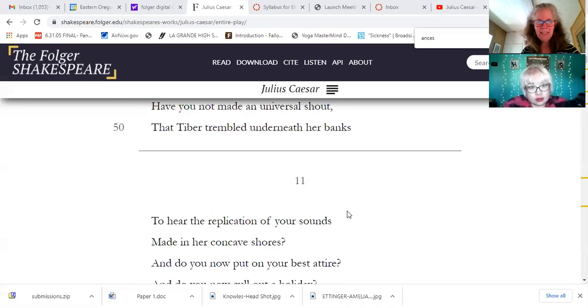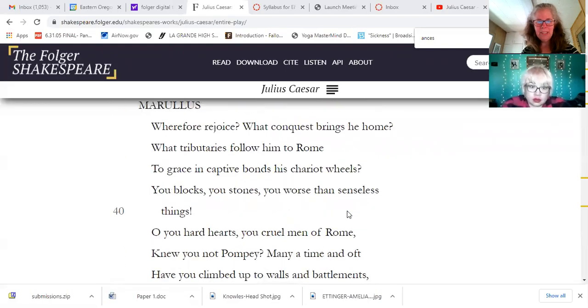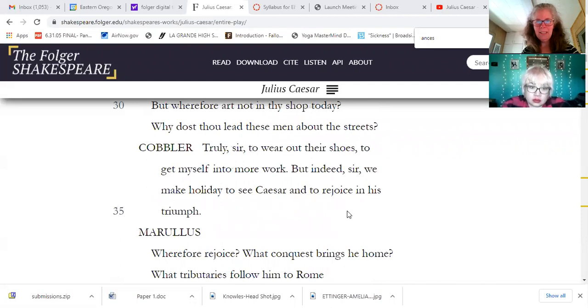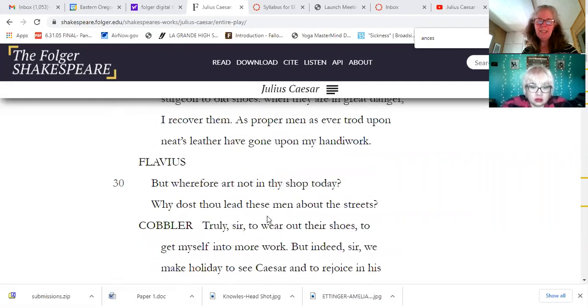Yeah, good. What other thoughts about that? Let me pull it back up again so we can look at some of the wording. He's a pretty funny character. I assume he's a he, right? Getting myself into more work. Yeah, so he's joking-ish.